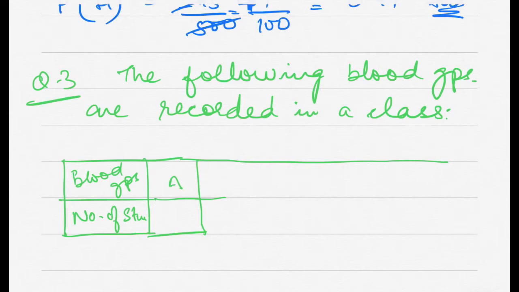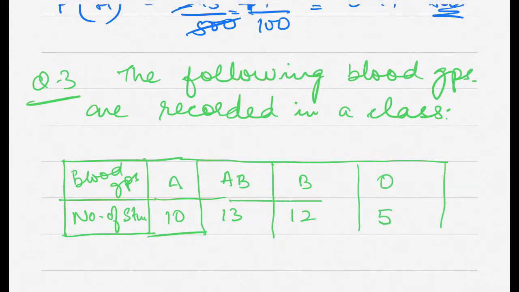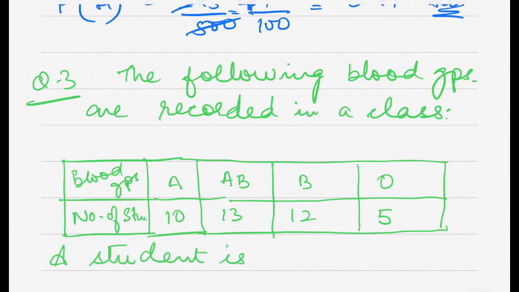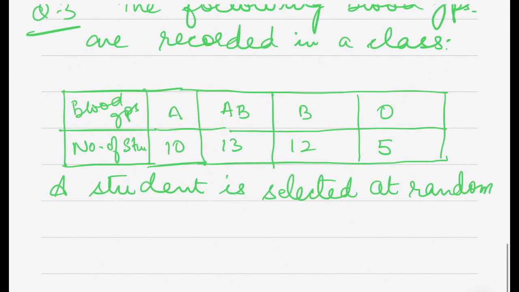Now here the blood group is A and number of students are 10. Blood group is AB, then my number of students are 13, and if my blood group is B, number of students are 12. If my blood group is O, then my number of students are 5. So this table is given to me in the question. Now the question is, a student is selected at random from the class.